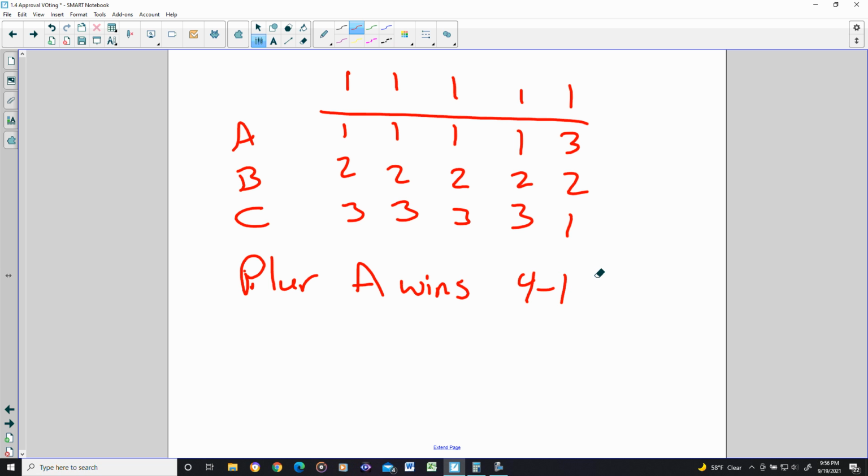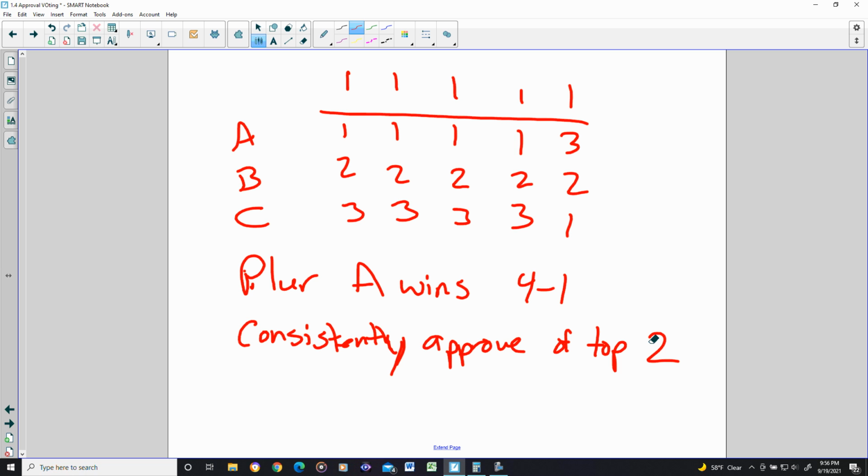Same thing would happen in a runoff, right? In a runoff, B is eliminated. But let's say, for example, people on this ballot consistently approve of their top two candidates. And we'll use check marks for that, right? So check, check, check, check, check, check, check, check, check, check. And what's going to happen here is that if this were run by approval, B would win with 5 votes instead of A winning by 4.